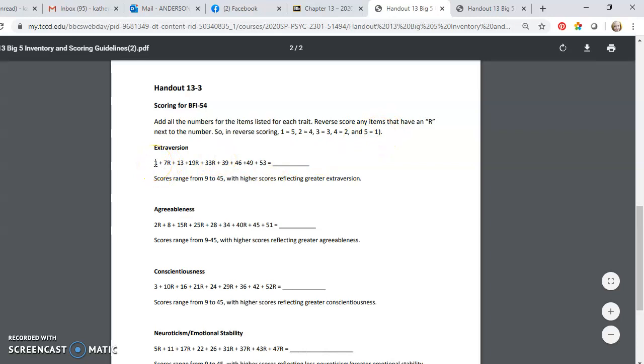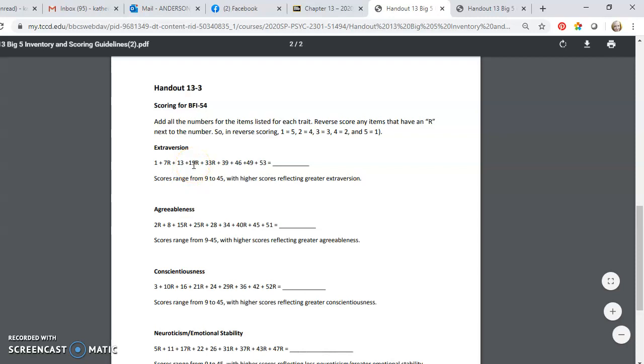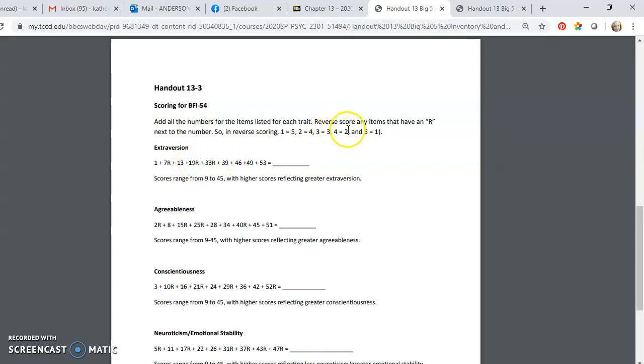So if I put 5 for number 1, then I'm going to write a 5 right above it. If I put a 5 for number 7, then I'm going to reverse score that, and a 5 becomes a 1. So I would write a 1 here. Then I just write down my answer for 13. 19 has to be reverse scored. Maybe I put a 4 for that. A 4 becomes a 2, and I write 2 right here. For 33, suppose I put 3 for that one. In reverse scoring, a 3 is still a 3, so I'd write 3 right here.